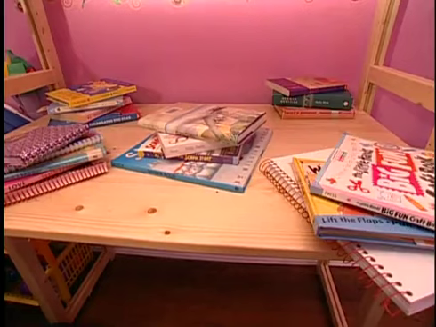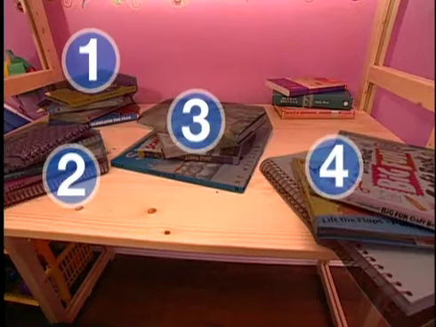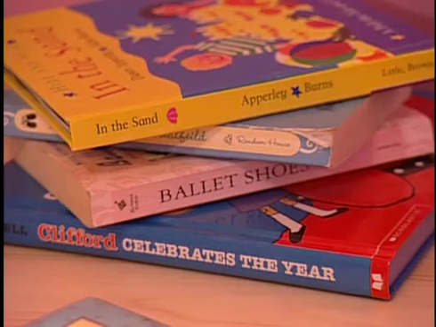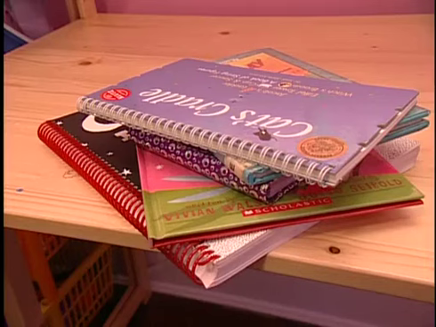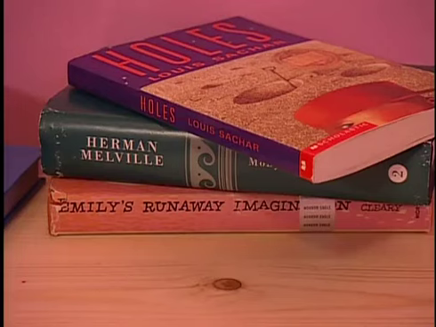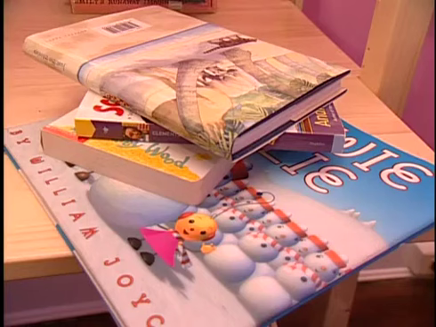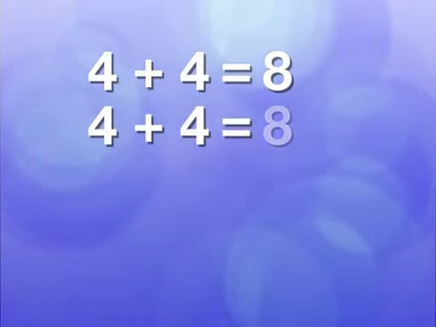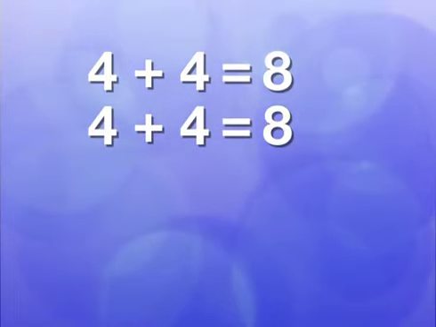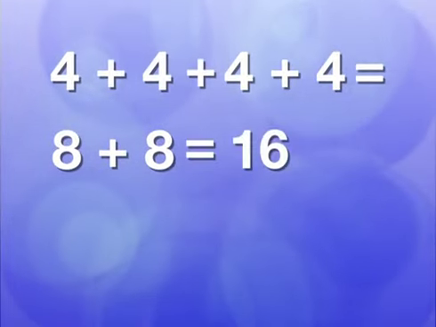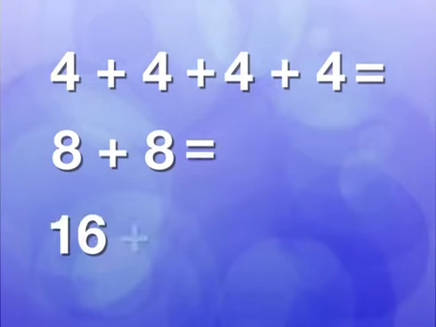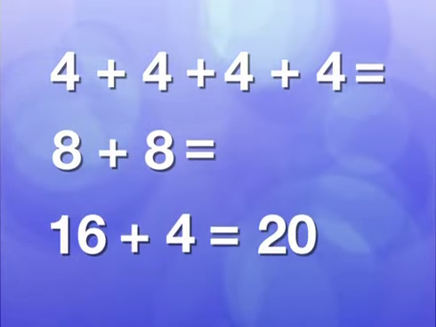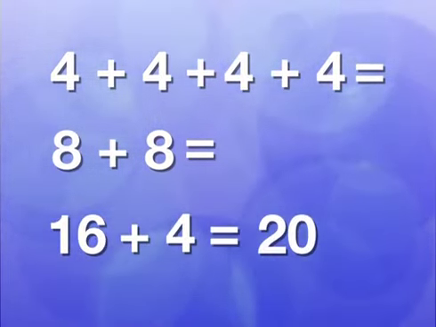This big group of books is made up of 5 smaller groups. 1, 2, 3, 4, 5. Each pile seems to have about 4 books. Some may have a little more, some a little less. But since each looks like it has about 4, let's estimate. 4 plus 4 is 8. Another 4 plus 4 is 8 again. Both 8's together, 8 plus 8 equals 16. Finally, we add 4 more. That's 20. You can estimate there are about 20 books here.